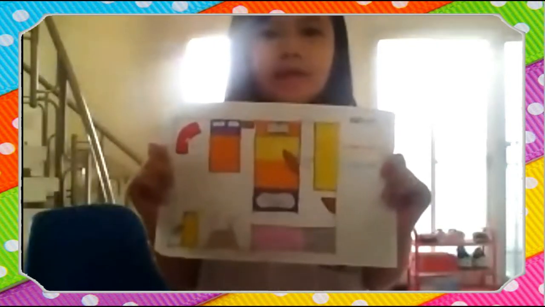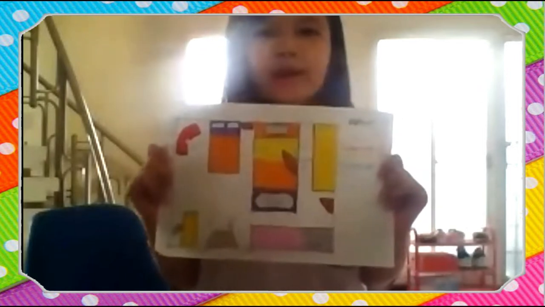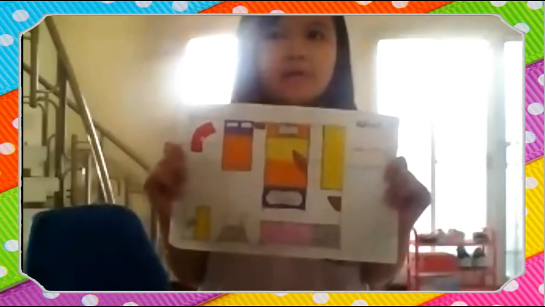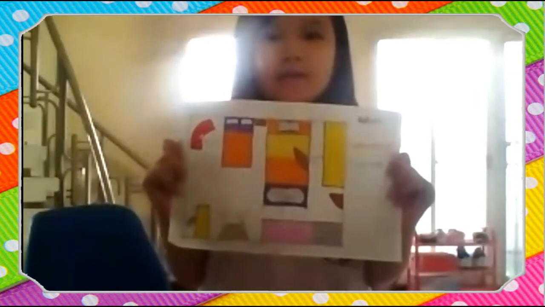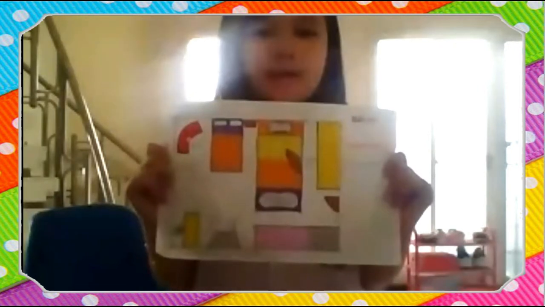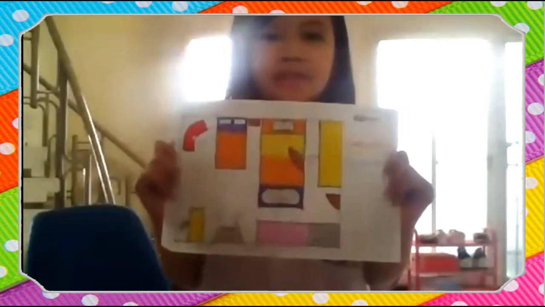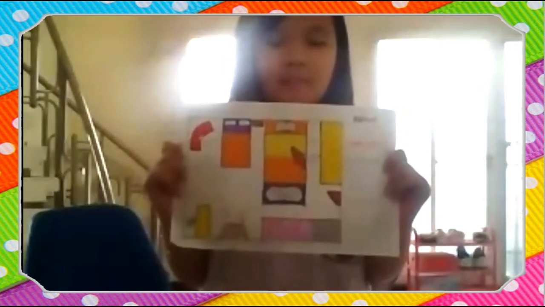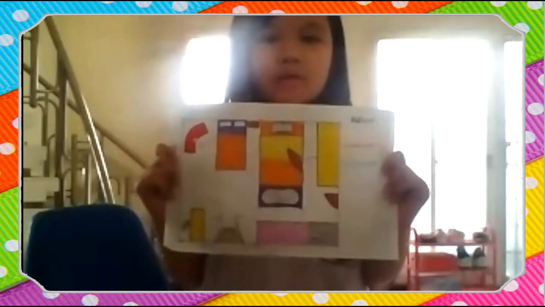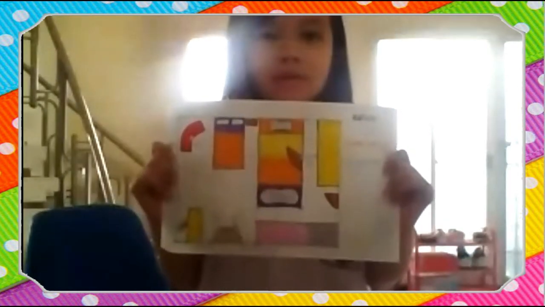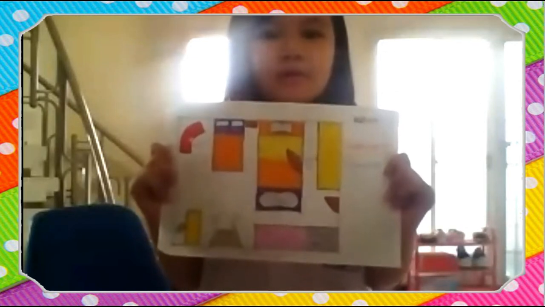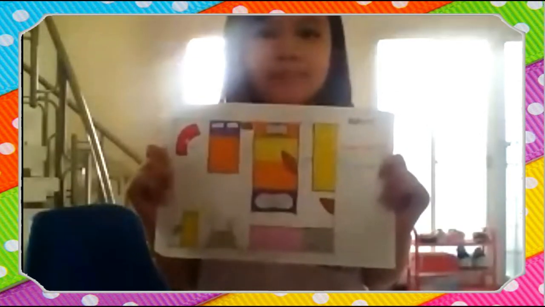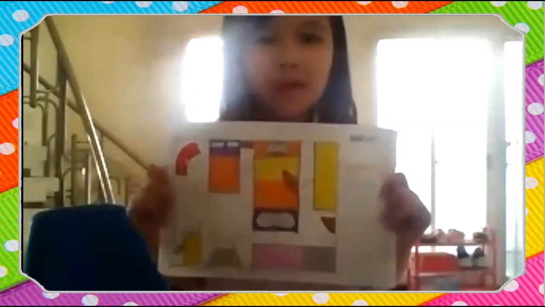The obtuse angle in the bathroom door and the sofa is 120 degrees. The acute angle on the TV rack is 70 degrees. As a Christian student, when we want to build something, we must measure it accurately and properly, because if we don't, the building might look crooked and it might collapse too. Thank you for listening to my presentation.